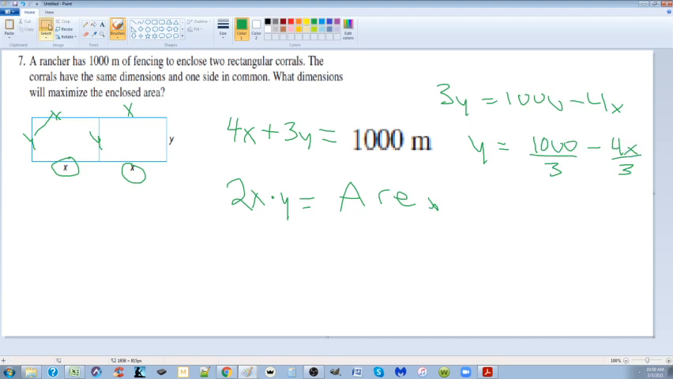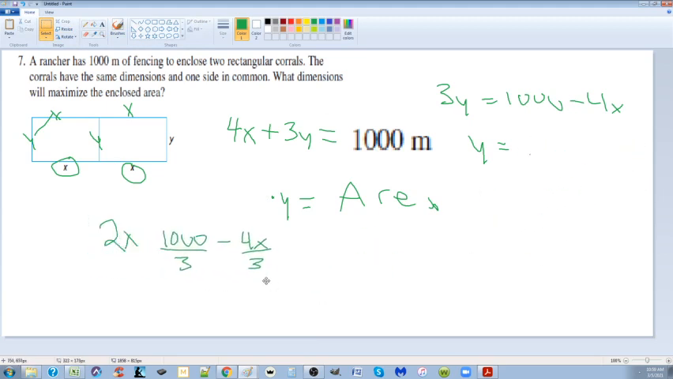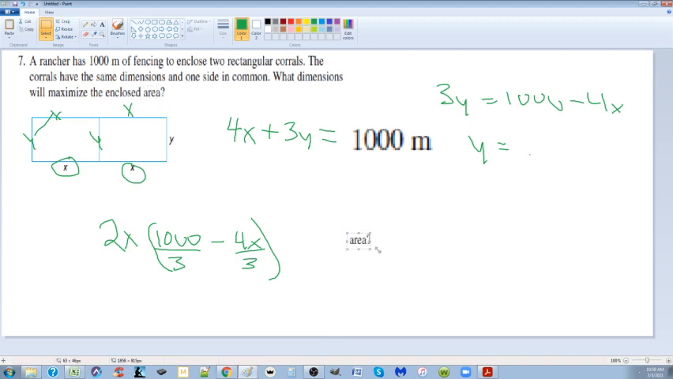Or I can put the whole thing over 3, doesn't really matter. Which means I can now substitute my formula for my area with this, and that's going to be equal to my area. Okay, expanding that, I get 2000x over 3 minus 8x squared over 3 is equal to area.